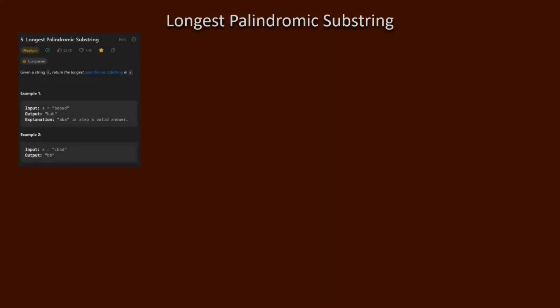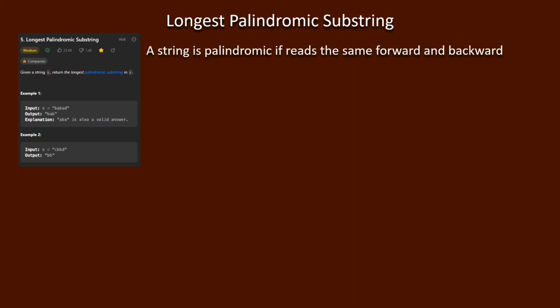Hi everyone. In this video, let's solve Leetcode problem number 5, which states that given a string S, return the longest palindromic substring in S. Now, before we proceed, let's understand what is a palindromic substring. A palindromic substring is something that reads the same forward and backward. For example, this string ABA reads the same forward and backward. And similarly, this example string also reads the same forward and backwards.